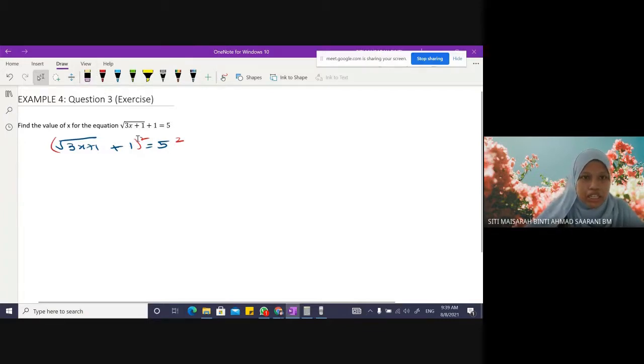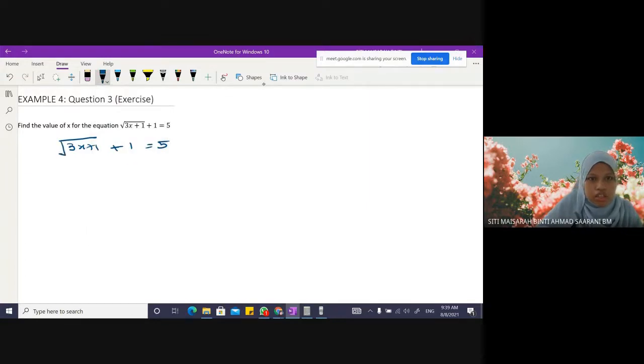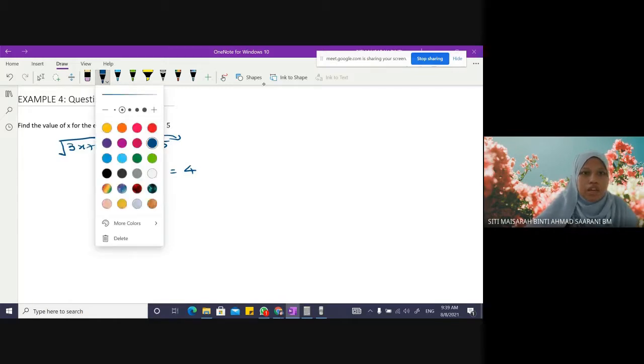Okay, let's say Meda nak bawa dia, I want to change this equation. Okay, satu ni kita bawa ke sebelah kanan. So then becomes surd 3x plus 1 equals to 5 minus 1 is become 4. Okay, so then baru Meda nak square both side.